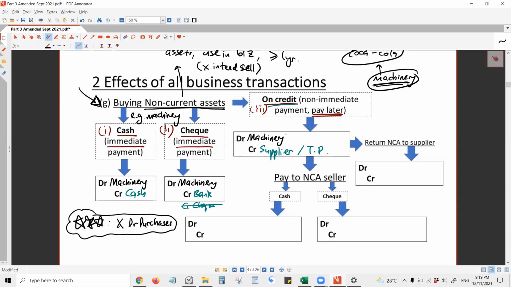Okay, again, when you buy something, you may have the right to return it to the supplier. So look at the rightmost. Return NCA back to the supplier. This one is easy. Just reverse it. Whatever you did earlier, you do it the other way around. Meaning you credit machinery, then you debit supplier's name slash trade payable.